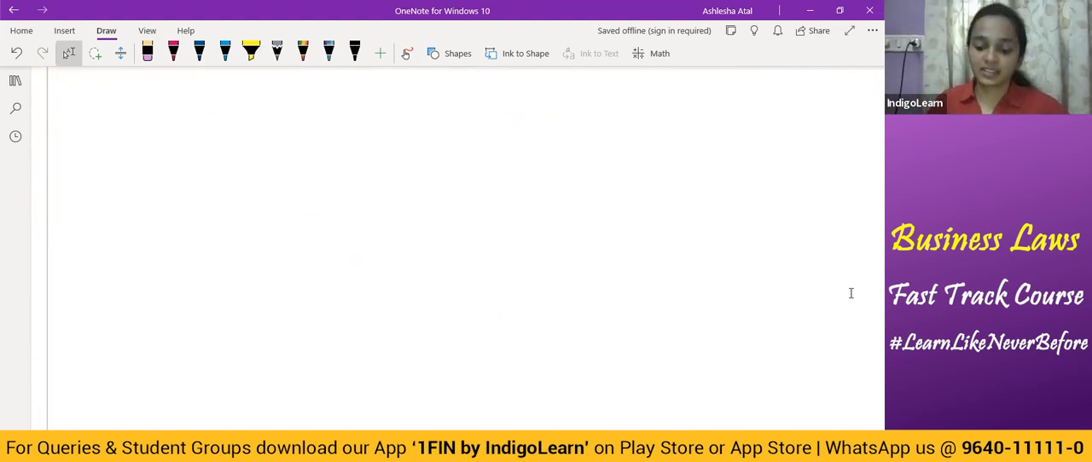No? Okay. So we've now understood what is a contract, what is an agreement, what is a promise. We've also understood what are the essential elements of a valid contract. Let's now move on and understand what are the different types of contract.